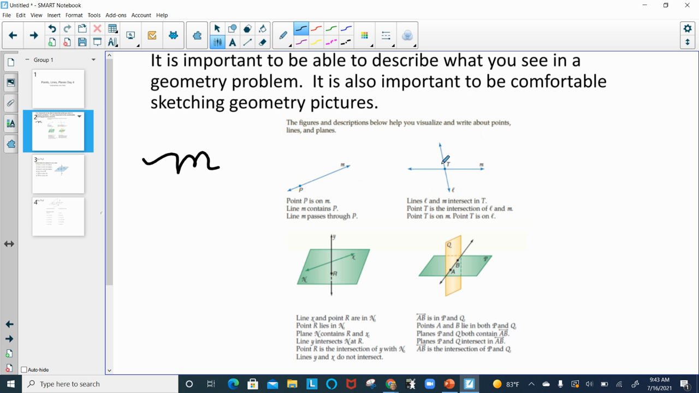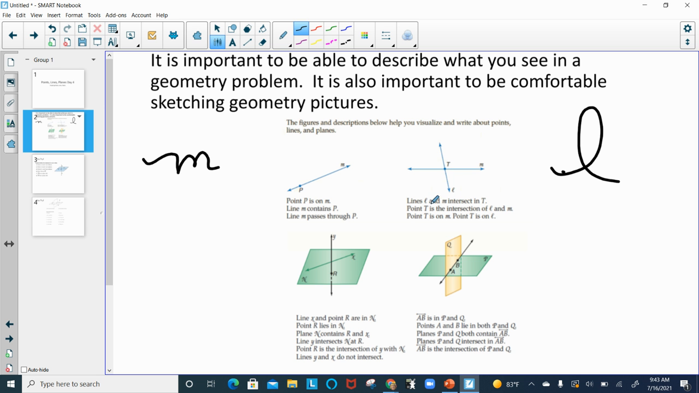So if we come over here and look at this scenario, before I even read their words, I'm going to say, okay, here I have a line L. See, it's got a little cursive L script. And here I have another line. That would be line M again. And I know that they're lines because I see 2 arrows and 2 arrows. I also see a dot labeled T. So that's a point T.